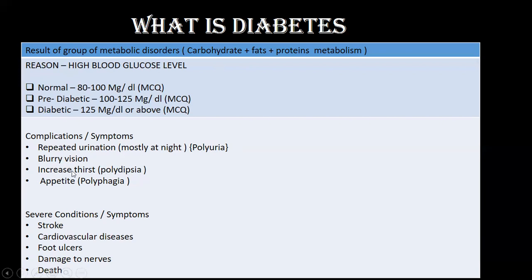The symptoms we see in the beginning, which are not severe or acute, are polyuria, polydipsia, polyphagia, and blurry vision. Then severe symptoms occur when diabetes persists for a longer period. These can be stroke, cardiovascular diseases, foot ulcers, and damage to the nerves, and all these ultimately lead to death. Therefore, we always say it is better to cure diabetes in its pre-diabetic phase.